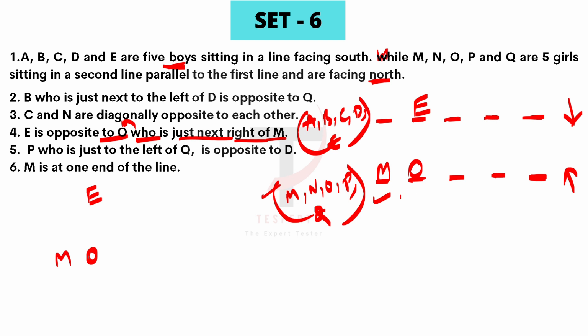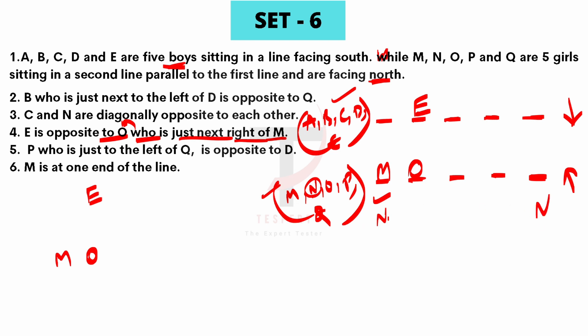Now consider statement number 3. C and N are diagonally opposite to each other. Where is C? C is here. C is a boy who is facing south direction, and N is a girl. Okay. So C and N are diagonally opposite. So N cannot come here. Why? Because M is already filled. So N must come here.